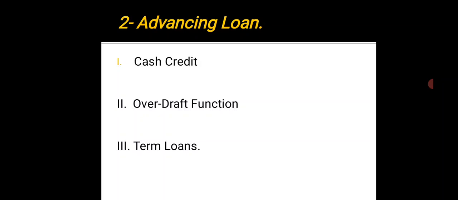Banks normally provide different types of credit. Number one is cash credit. The borrower is given a loan of a specified amount when the borrower offers adequate security. The borrower is given a checkbook and a loan account is opened in his or her name. The borrower is entitled to withdraw a part or the whole amount. The bank charges interest only on the amount used by the borrower.